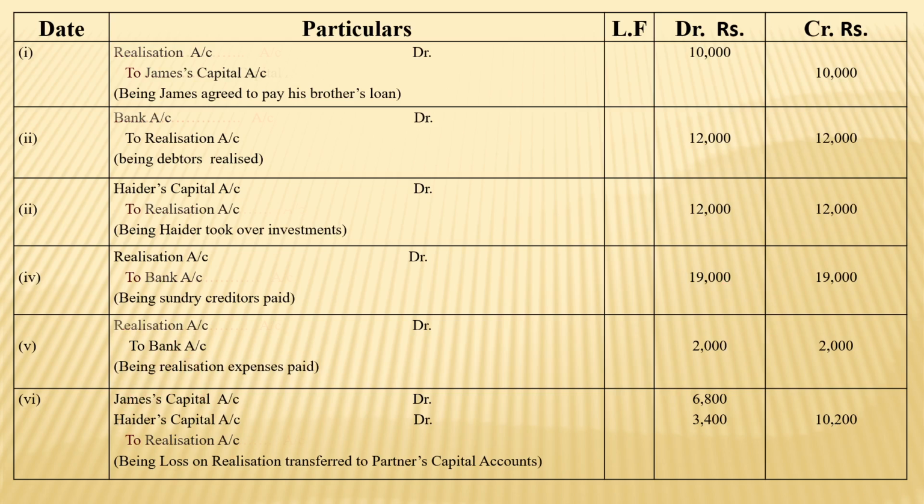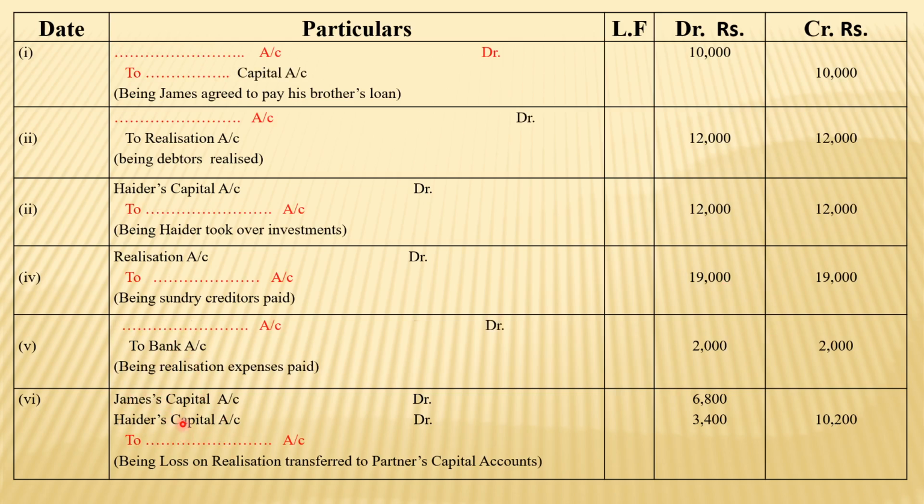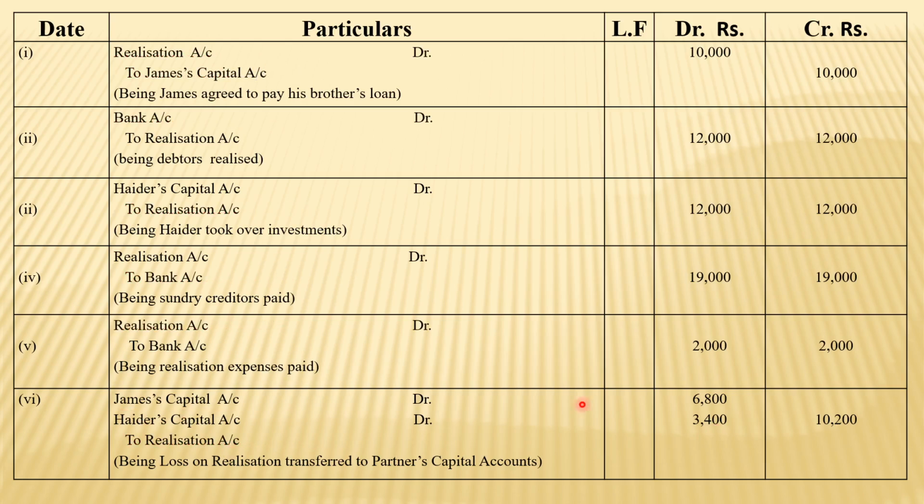Now there is a loss, so what will be the entry? If profit, then realization to partners' capital. If loss, the entry will be reversed, and the profit sharing ratio applies. Total loss is 10,200 and the profit sharing ratio is 2:1. On that ratio it is distributed to the partners who are running the business, James and Haider. So James capital account debit 6,800, Haider capital account debit 3,400, to realization account 10,200.